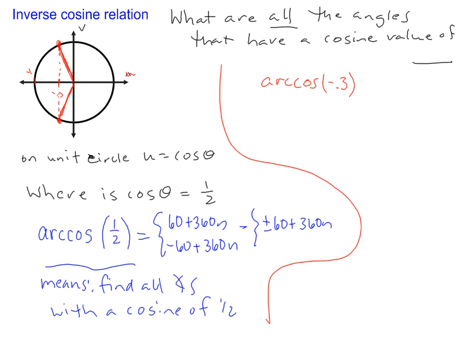So I know that this angle, whatever it is, and I know it's not obvious what that angle is right now, has a cosine of negative 0.3. So does this angle, right? So how do I figure out what that angle is? Well, I have to use my calculator, right?